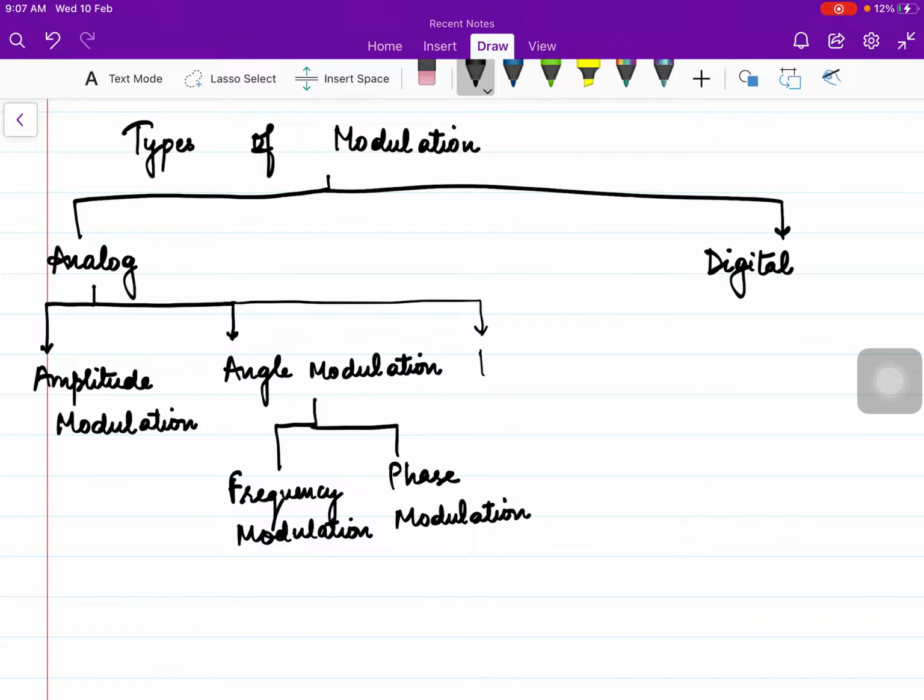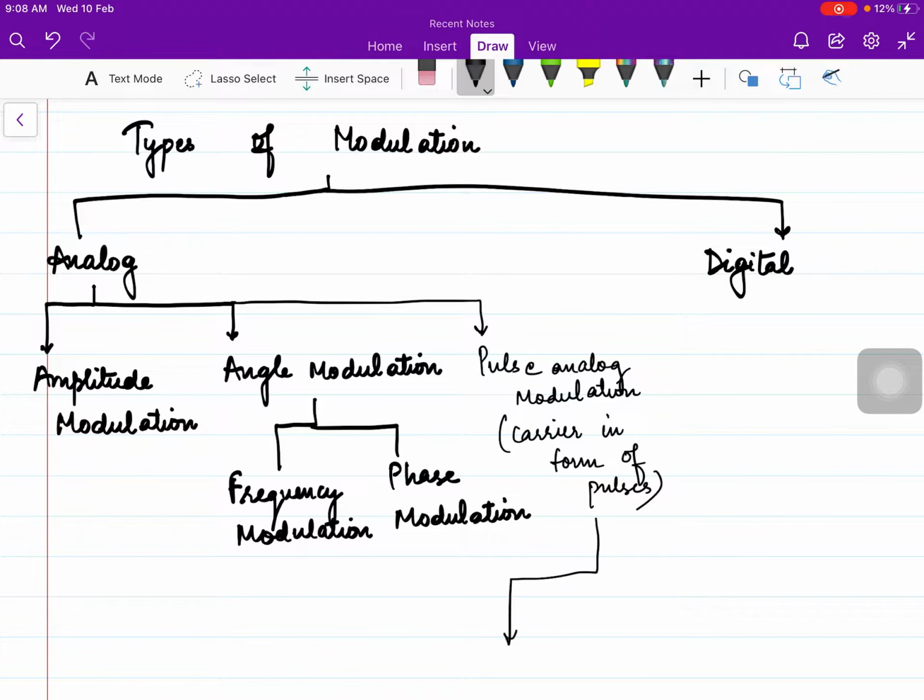And we have pulse analog modulations also. Pulse analog modulation, where the carrier will be in the form of pulses, but the message signal is analog. So here it is also of three types, that is PAM, pulse amplitude modulation, PWM, pulse width modulation, and pulse position modulation.